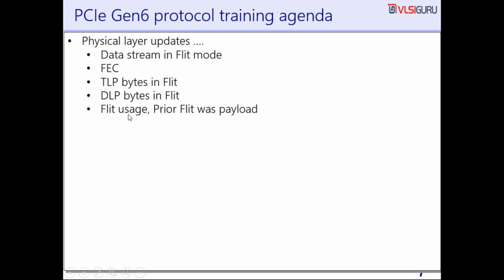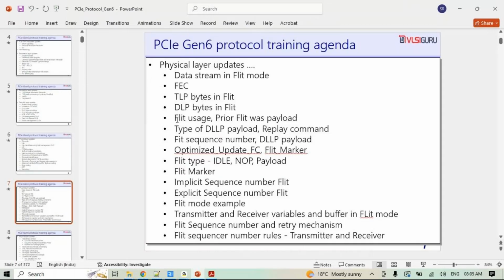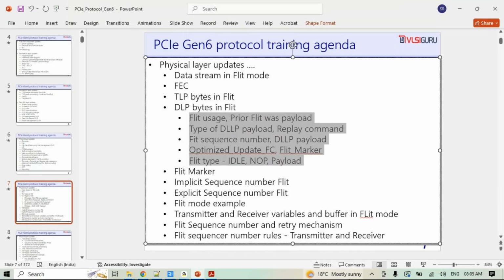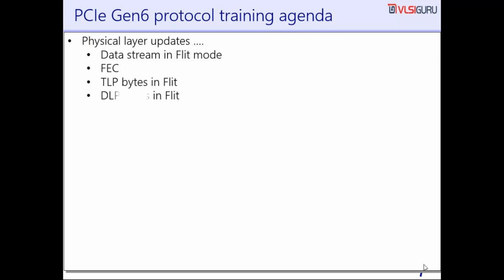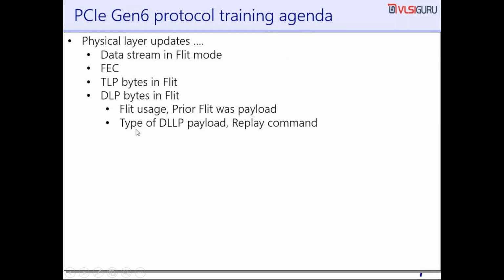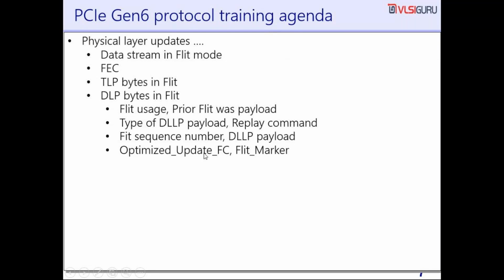As part of that, we'll be understanding what is flit uses, what is prior flit was payload. These are the different fields. In fact, I would rather just mark them here. These are the different things. DLP bytes have a field called flit uses. Prior flit was payload. The significance of all these fields will be understanding the type of DLLP payload, the replay command, the flit sequence number, DLLP payload, the optimized update flow control, the flit marker. So all these aspects which are part of the DLP bytes we will be understanding.